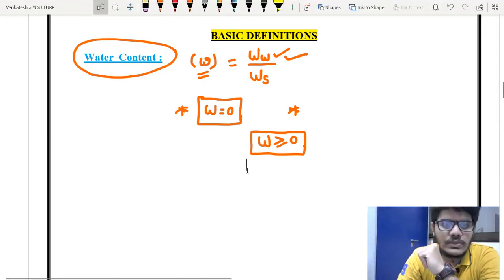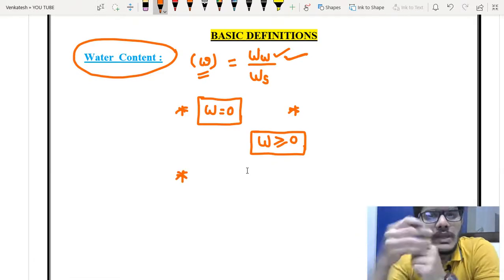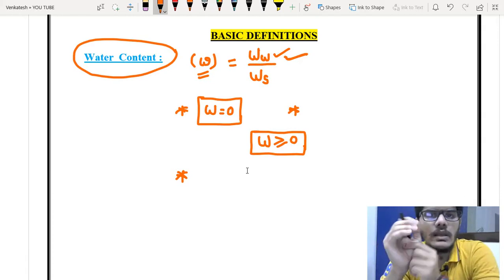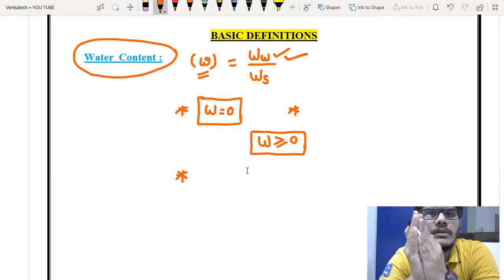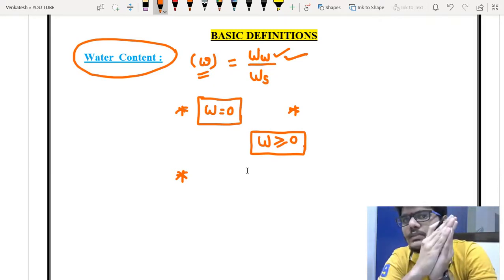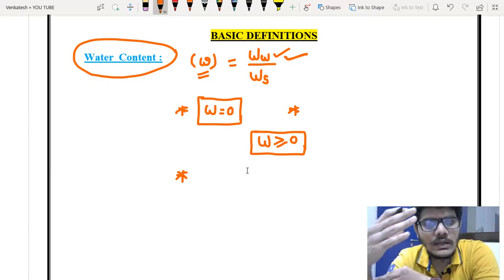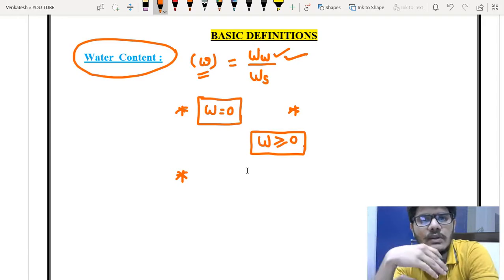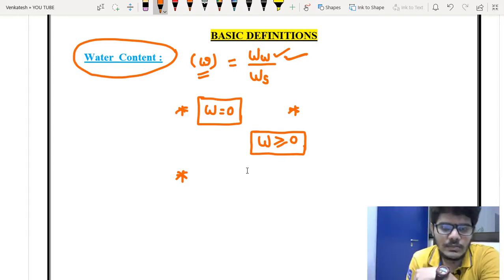In which soil is the water content more? We have two types of soils, namely coarse grained soil as well as fine grained soil. In which type of soil is this water content more? Generally the water content depends on the nature of the soil. For example, if you take fine grained soil, let us suppose clay.